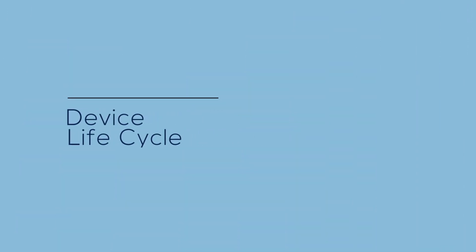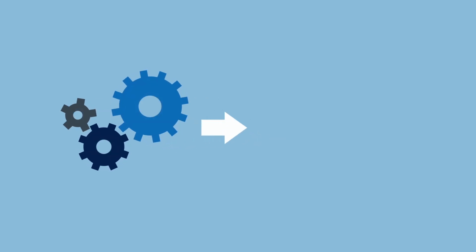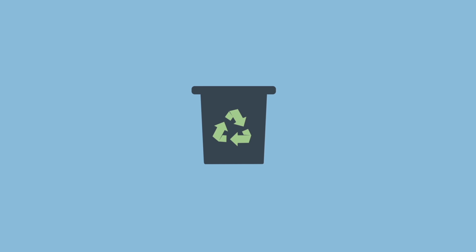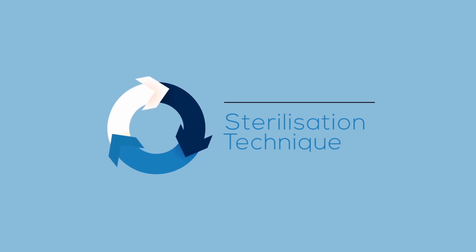Finally, the intended use statement needs to look at the device over the entire life cycle from manufacture to disposal. For disposable devices, this is relatively simple. However, for reusable devices, this needs to include a description of the sterilization technique to be used.